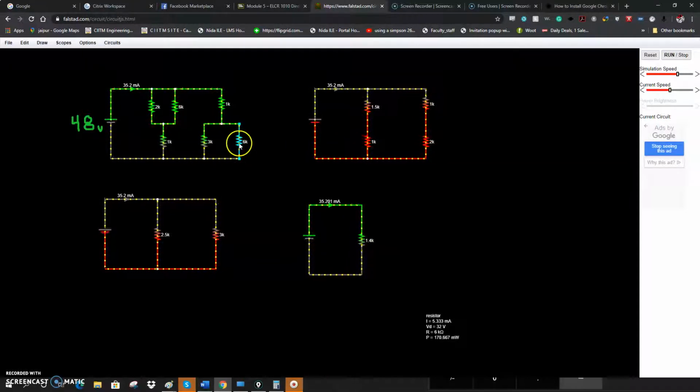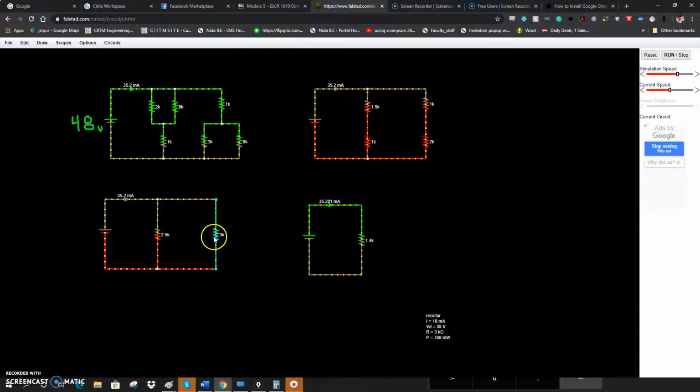So here I had a 3K and a 6K in parallel. So 3 times 6 is 18, 3 plus 6 is 9, 18 divided by 9 is 2K. So solve this branch, here's its equivalent. Solve this branch, here's its equivalent. Now, this branch that has both of these resistors is in parallel with this branch that has both these resistors, but they're in series. So I'm going to have to add these two. So 1.5 and 1 is 2.5. Going to add these two, 1K and 2K is 3K.